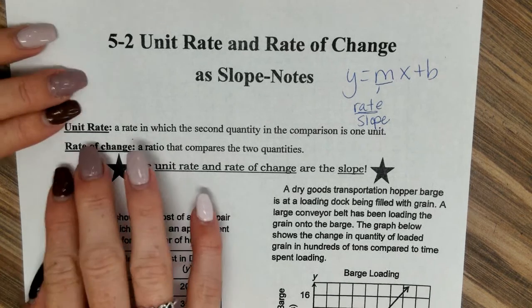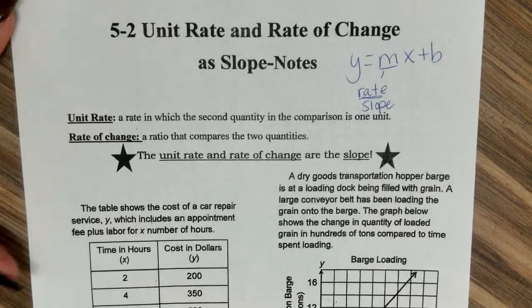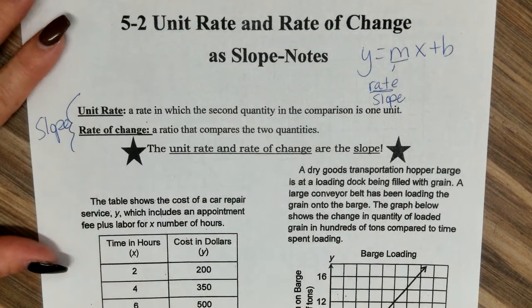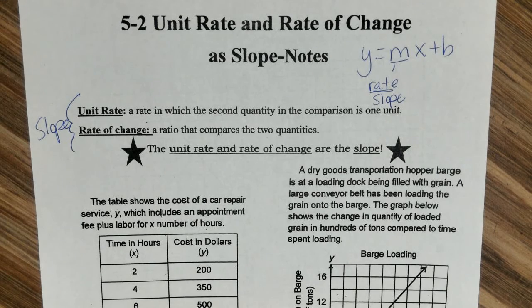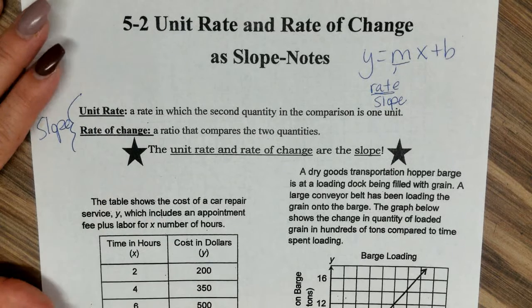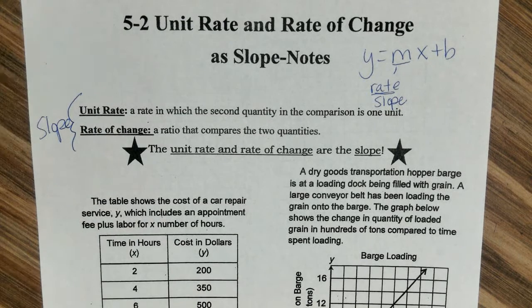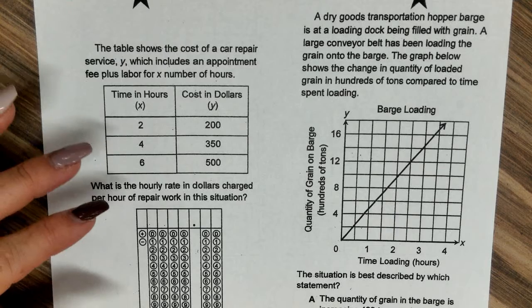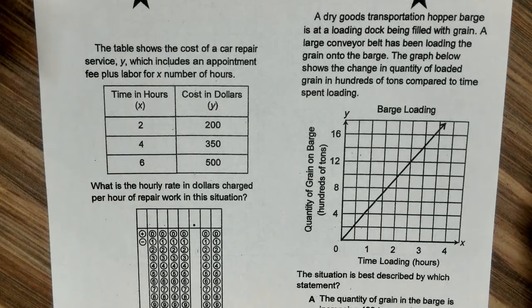But they are both what? Slope. Does everybody understand that? The only difference is unit rate will start at 0 and rate of change might not start at 0. That's the only difference, but they are both slope. All right, so let's look at how these questions can be asked on the STAR test. I need everybody sitting up and paying attention.